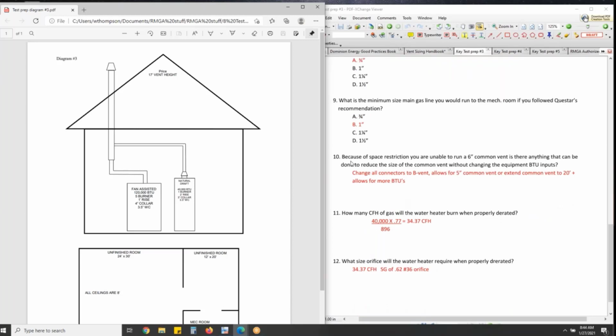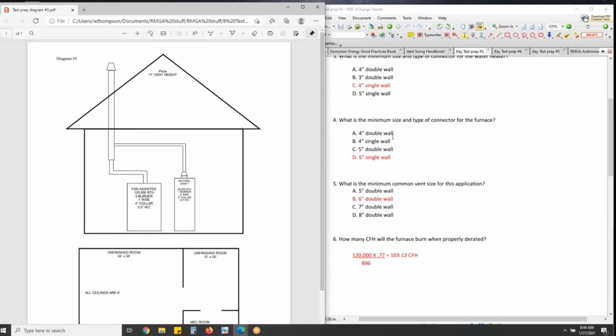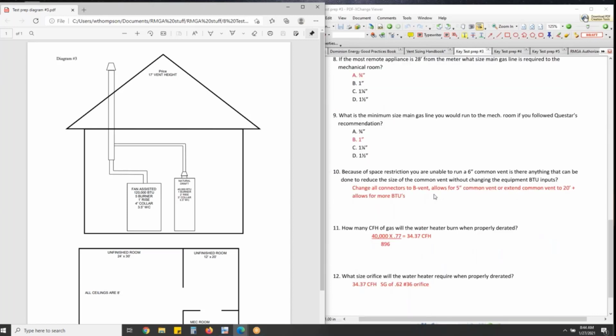Oh, here's a good one. Because of space restrictions, you are unable to run a 6-inch common vent. Is there anything that can be done to reduce the size of the common vent without changing the equipment BTU inputs? Well, we could change all of the connectors to B vent, because remember up here we could get away with single wall, but if we change all of our connectors to B vent, it allows for a 5-inch common vent, or extend the common vent to 20 plus feet to allow for more BTUs.